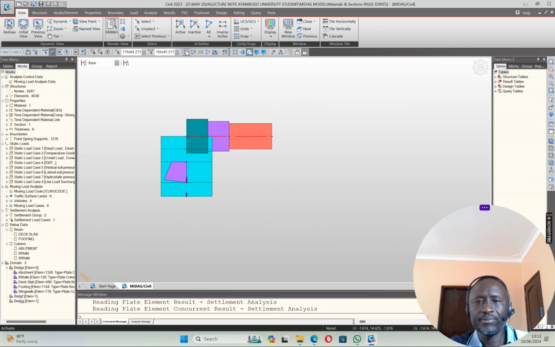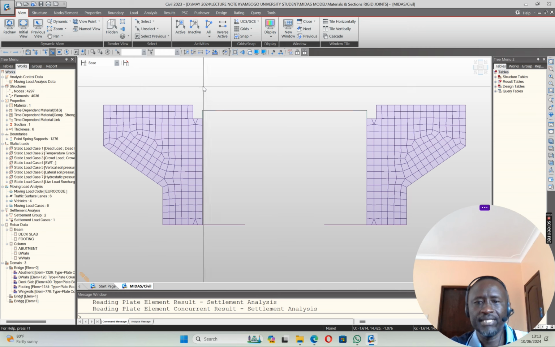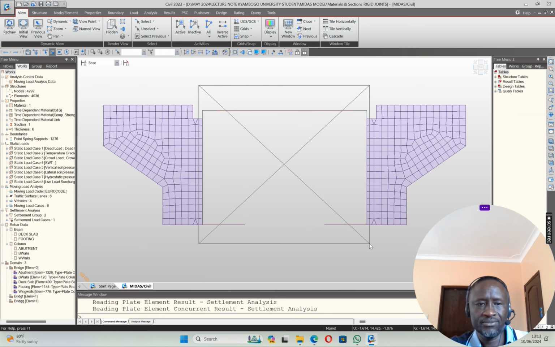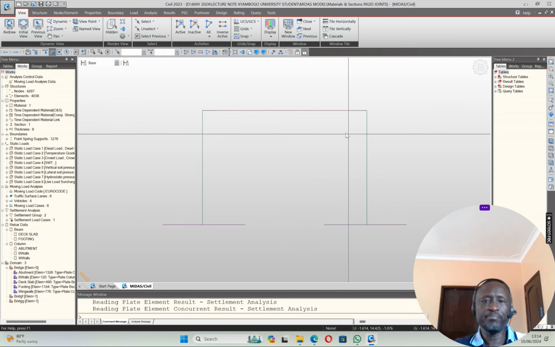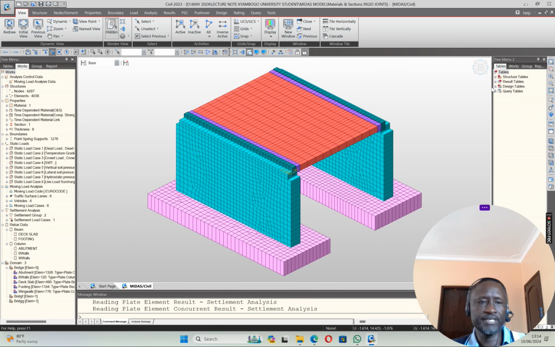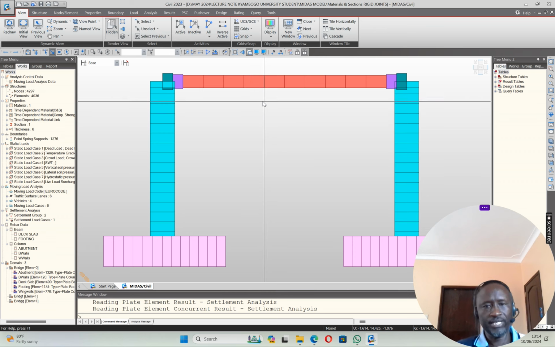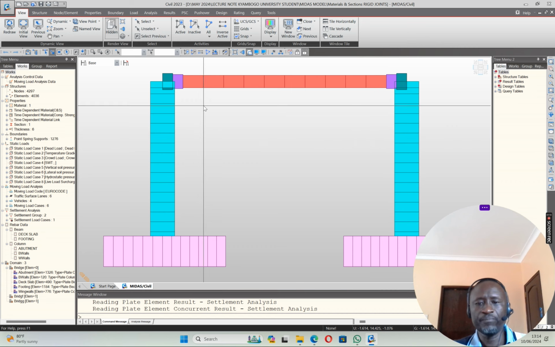The deck slab and the abutment are monolithically cast. So if I can do this for you, then you'll be able to see what I mean. That means the behavior of this bridge will be different from the previous one. So you can actually see that this is integral.